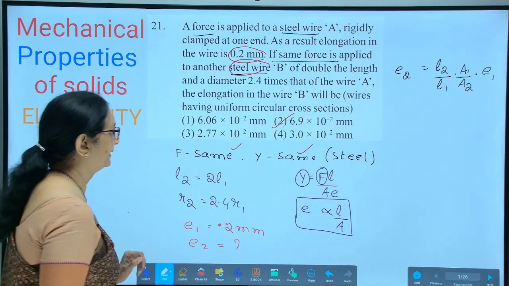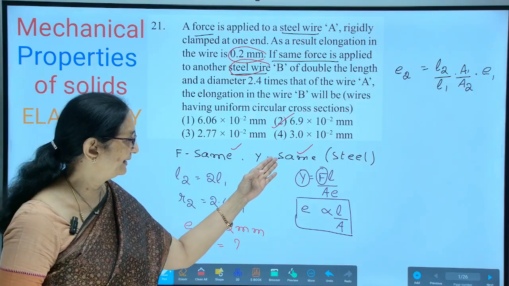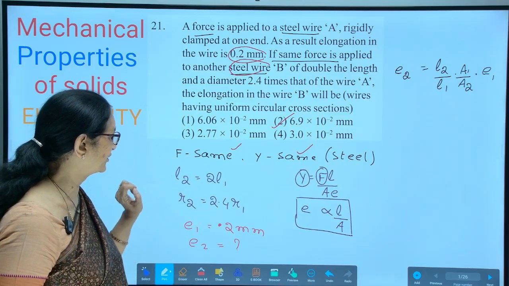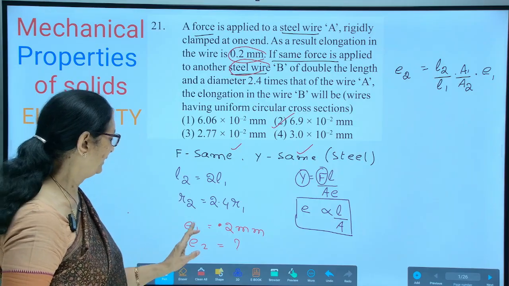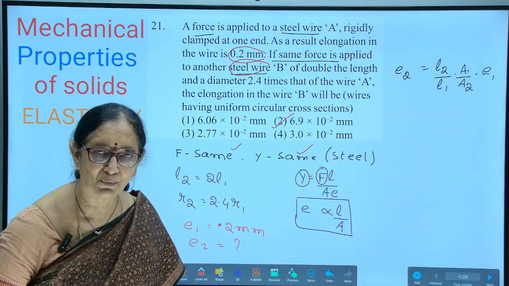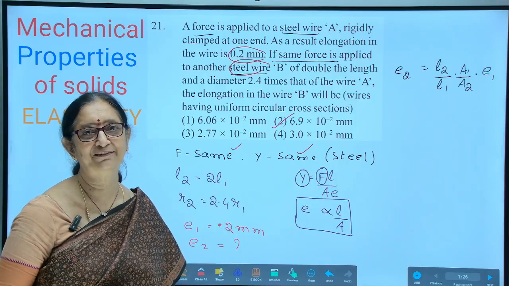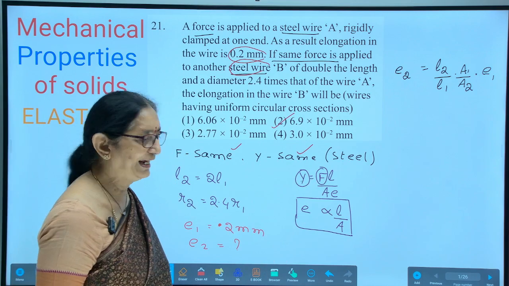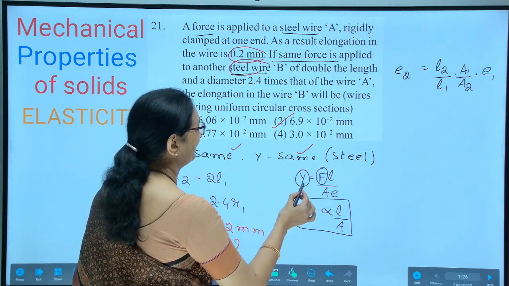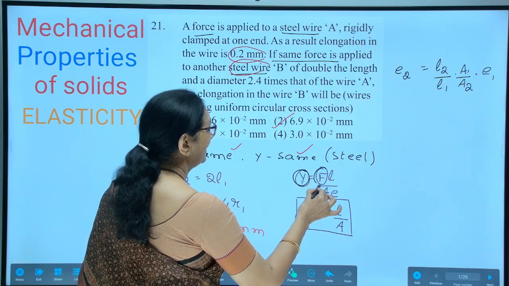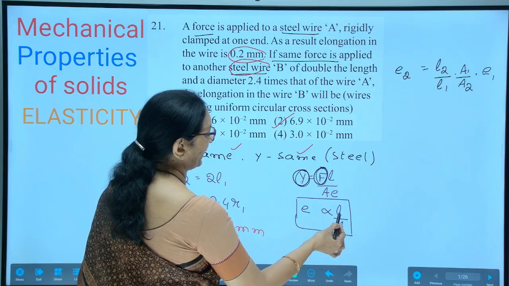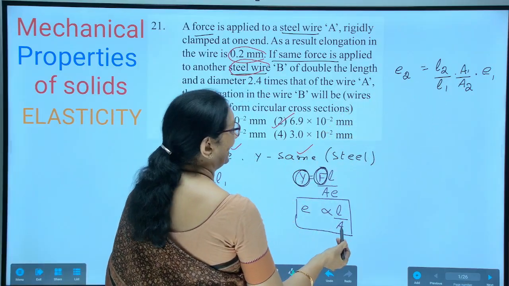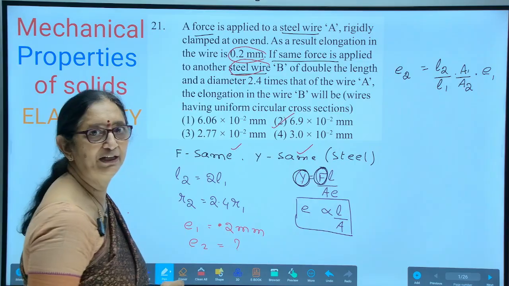So, here from the data, the same force is applied, the same material is used. So, Y is the same for both. The lengths ratio is given, radii ratio is given. You are supposed to find the elongation of the second wire when the elongation produced in the first wire is given. So, we know Y is equal to FL by AE. In this particular example, Y is constant, the same force is applied. So, E is proportional to L by A. So, E2 is equal to L2 by L1, A1 by A2 into E1.